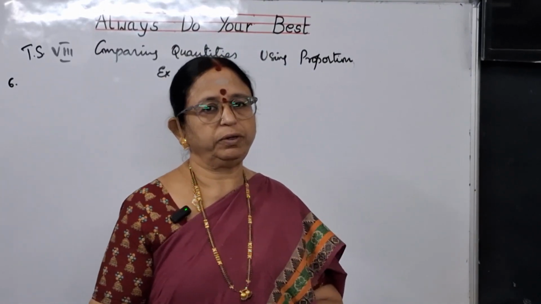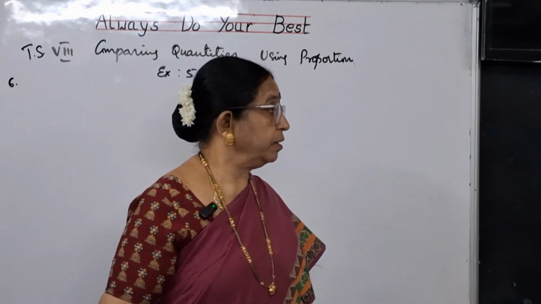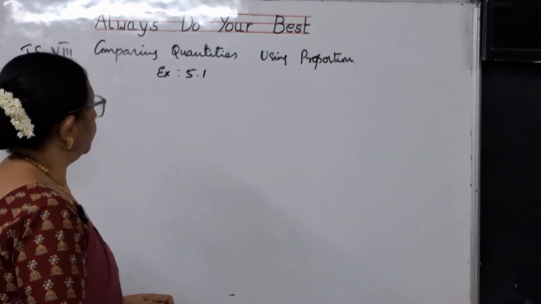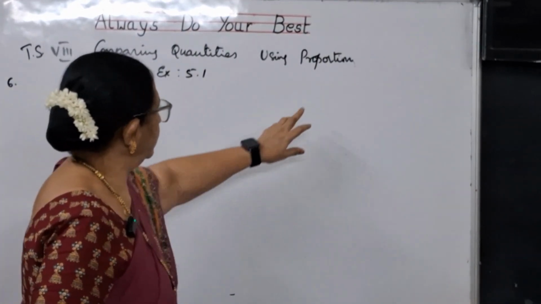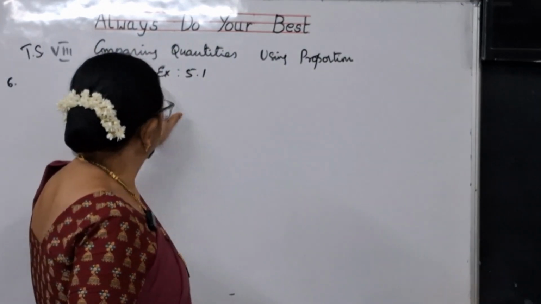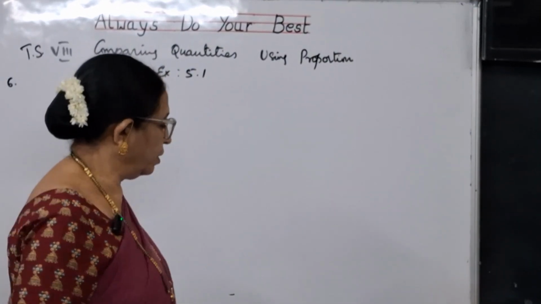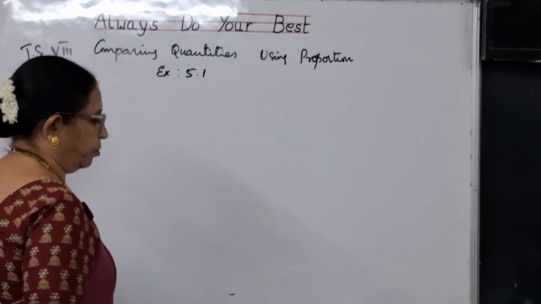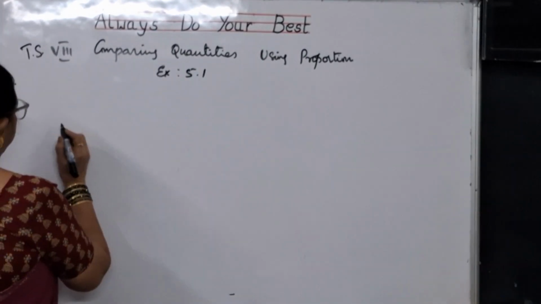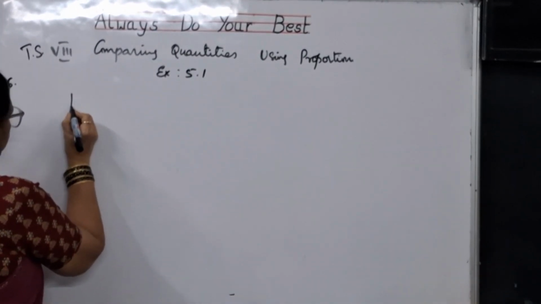I'm now doing 8th class maths, comparing quantities using proportion, and in this I'm dealing with exercise 5.1. Earlier I have done 5 sums. Now I am doing the 6th problem.